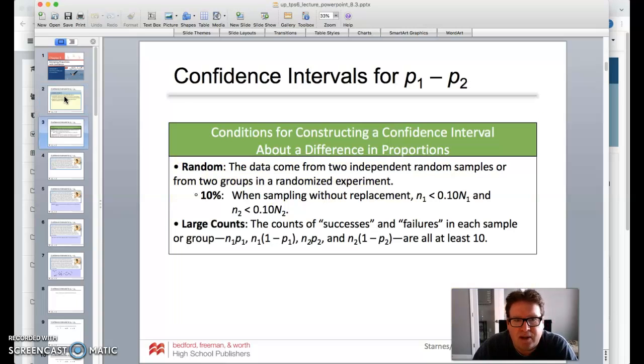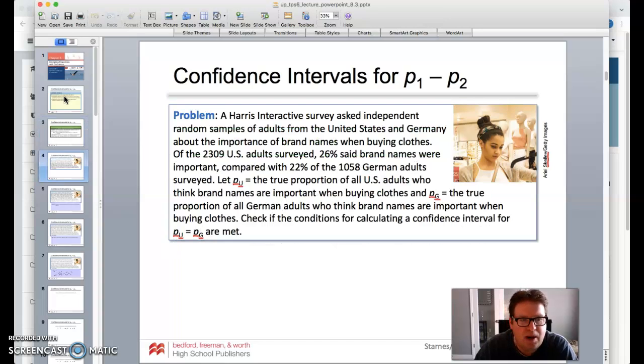So remember, the conditions: it has to be random, or a randomized experiment. The 10% condition: the sample sizes have to be less than 10% of the two populations. And then of course our large counts condition, the successes and failures in each sample. If we take the sample size times the proportion of successes and the sample size times the proportion of failures, they all have to be greater than or equal to 10. So let's get right to a problem and verify it.